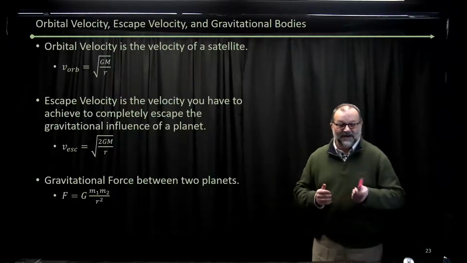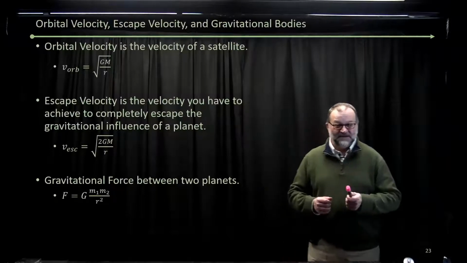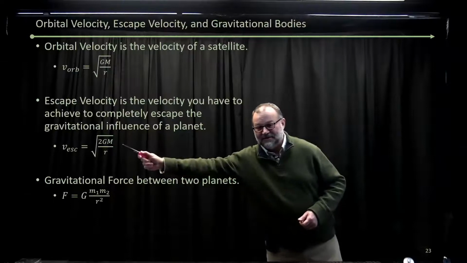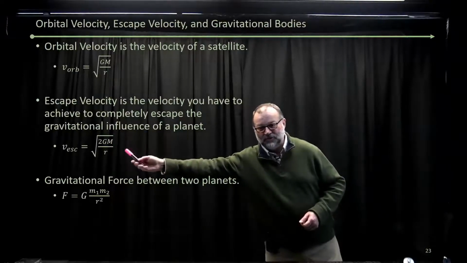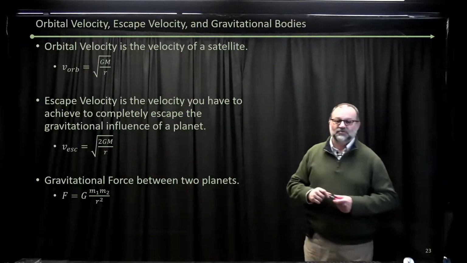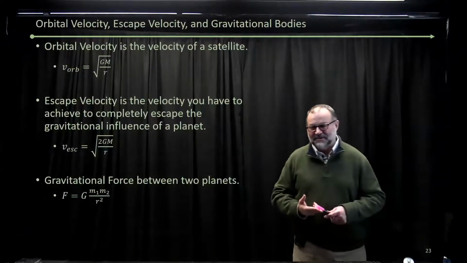Now, escape velocity is greater than the orbital velocity by a factor of the square root of 2. And you can see it right here. You've got the square root of 2GM over r, or 2GM over r, and you take the square root of that. G, again, is the universal gravitational constant. M is the mass of the Earth.